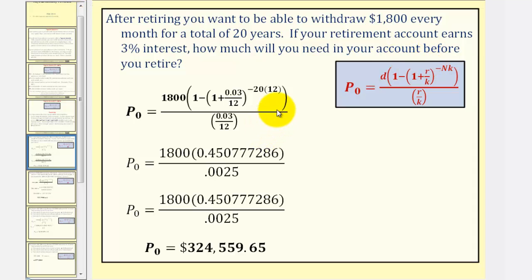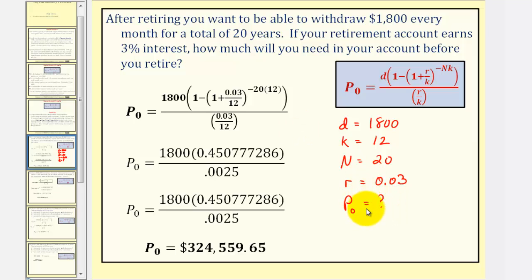Let's begin by identifying all the important information. Since you want to withdraw $1,800 every month, this tells us that D, the regular withdrawal amount, is $1,800, and because the withdrawals are monthly, K, the number of compounds per year, would be 12. You want to make withdrawals for a total of 20 years, so N is 20. And the account earns 3% interest, where R would be 3% as a decimal, and therefore R is equal to 0.03. And our goal here is to find P sub 0, the necessary balance in the account.